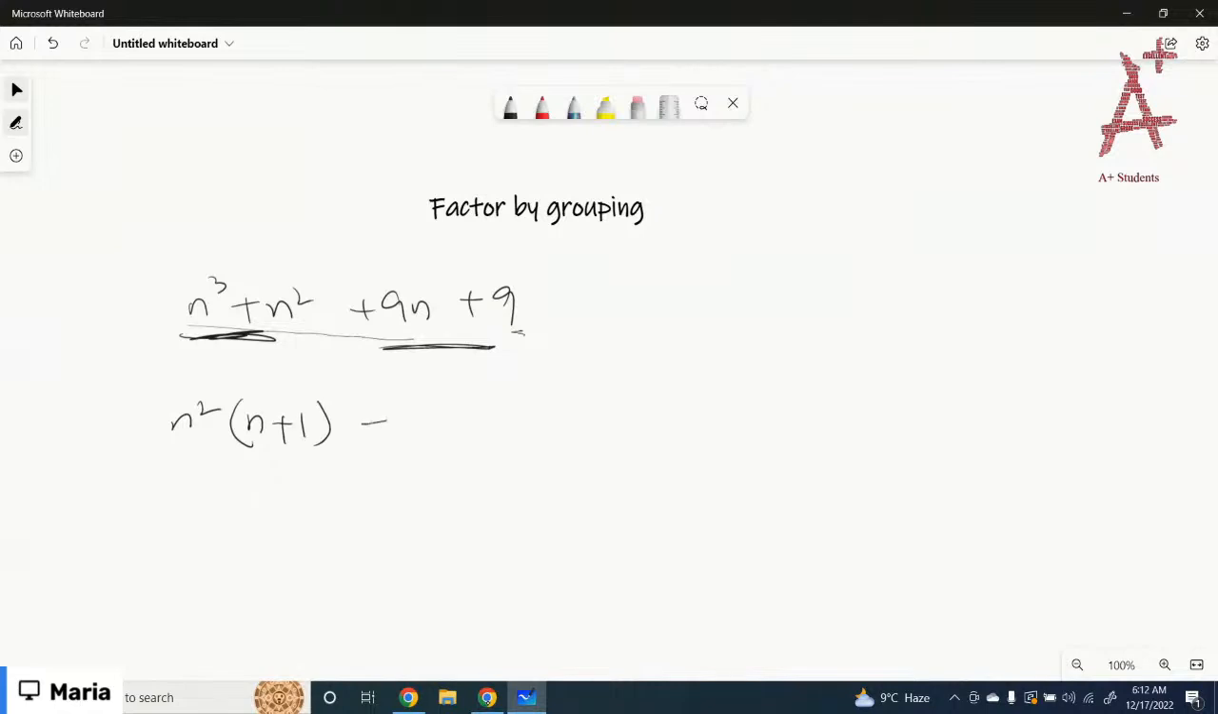From these two you can take common 9 and you are left with n plus 1. So n plus 1 is a common factor. Take out n plus 1 and you are left with n square plus 9. It would be then n plus 1 and n square plus 9. That's how you factor by grouping. You just make the groups, take out common and write the factors. It would be n plus 1 and n square plus 9.